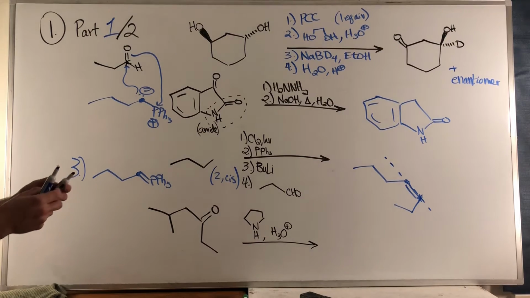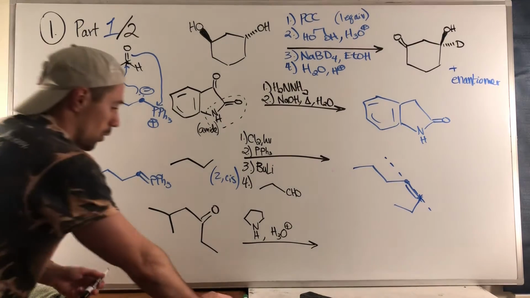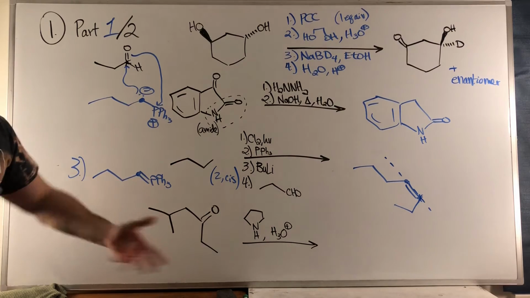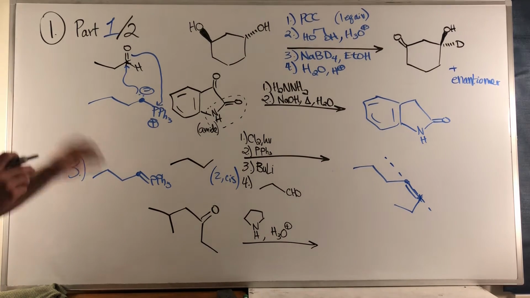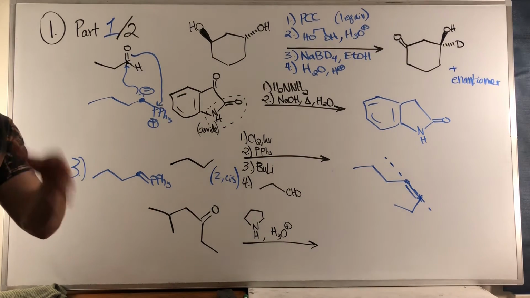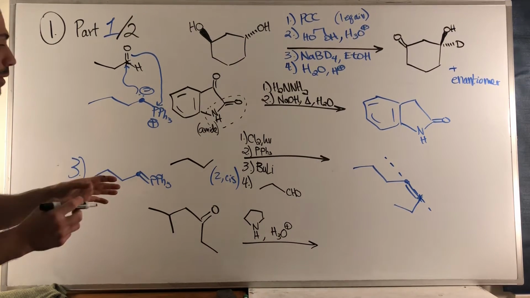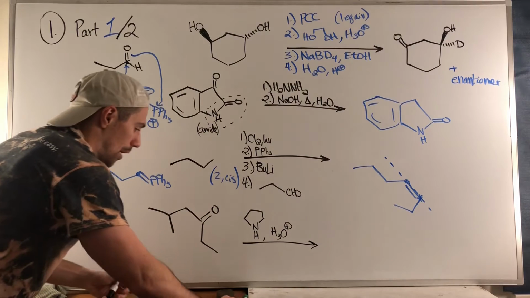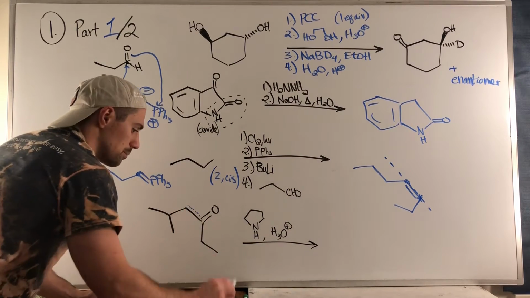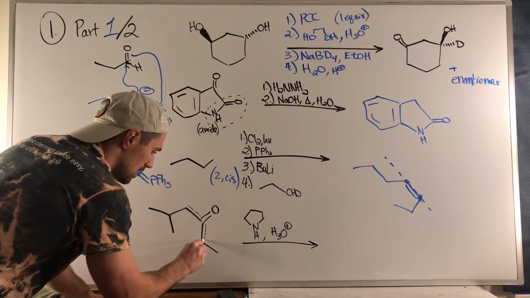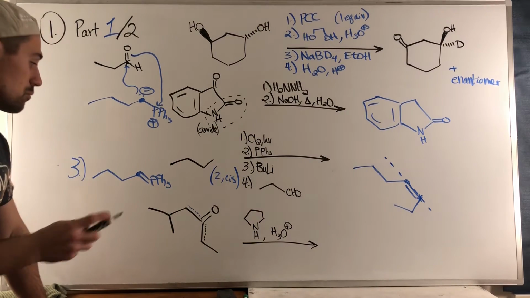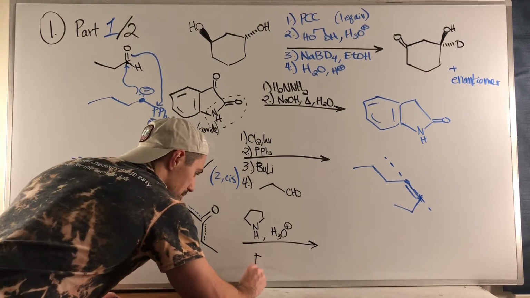Okay, now last but not least, we just have an enamine formation problem. But it's a little bit different than the ones we've done before, or the one on the previous worksheet, I should say. So we know we're going to form a double bond either this way in blue or this way in black. Now remember, the primary goal is that we need to make an E double bond.